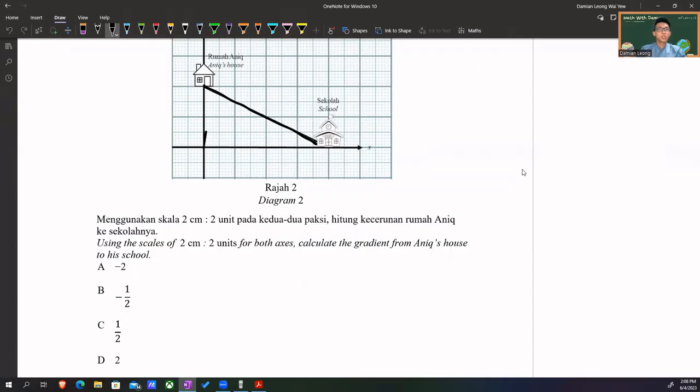So it means each box is 2 cm. So 2 units means each is 2, 4, 6, 8. This one 2, 4, 0 here. So this is 4. This is 8. So to find the gradient, I can take negative y-intercept over x-intercept 8. So negative 1 over 2. Answer would be B.